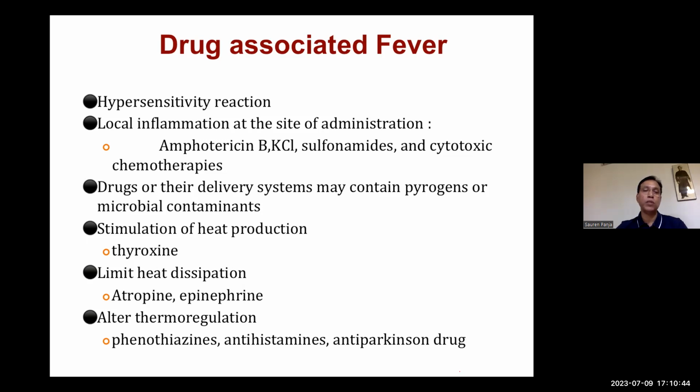Our body's protective mechanism, basically heat dissipation, does not take place. So that's why it may cause fever and alter the thermoregulation, particularly phenothiazine, antihistaminic, and anti-Parkinsonian drugs, which may cause alteration of the thermoregulatory center that may give rise to the drug-associated fever.